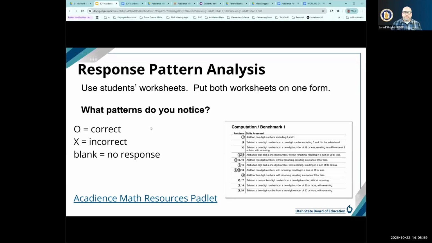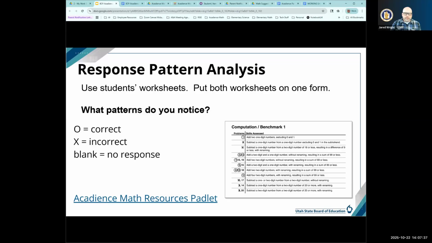So you would take the two worksheets from the student, and then you would analyze their responses. If the student got it correct, you would mark or circle the number, and then you would mark an X if they got it incorrect and a blank if there was no response. And the problems are listed on the left, and then the skills that those problems are assessing are listed in the middle.